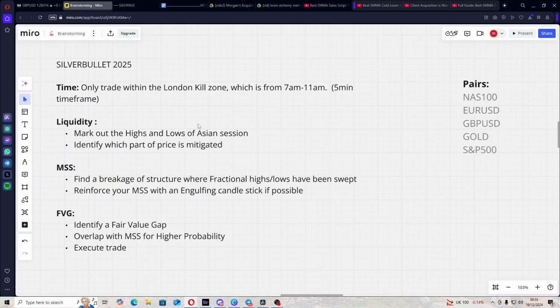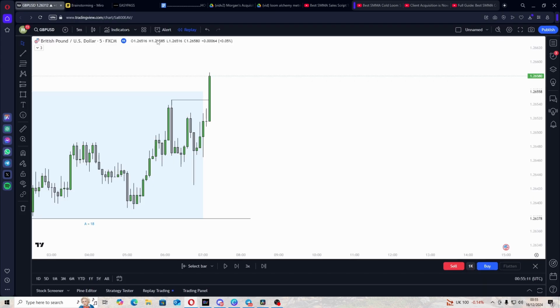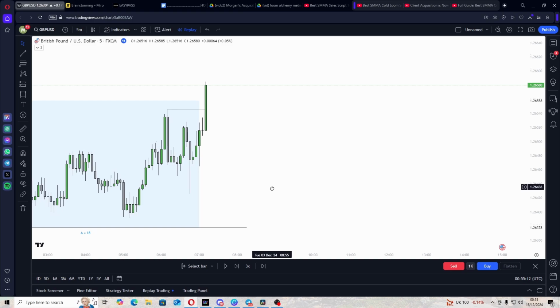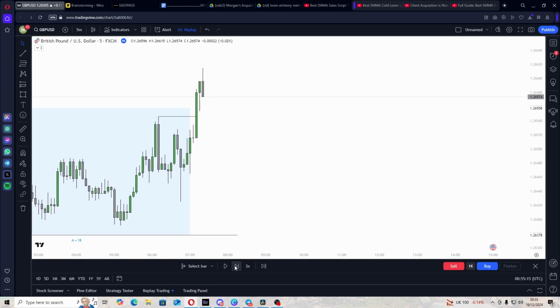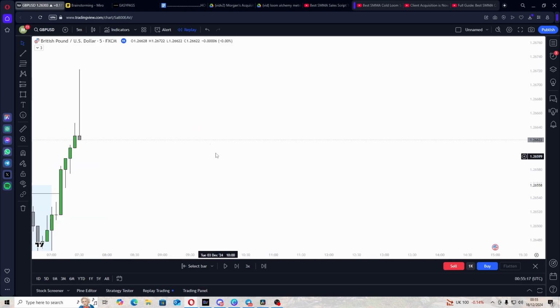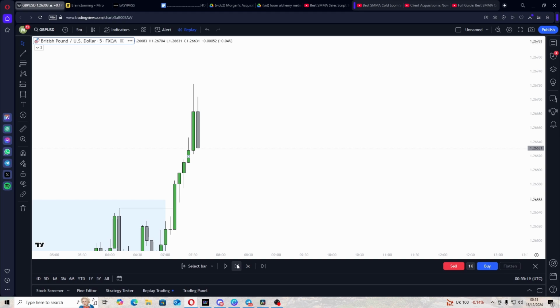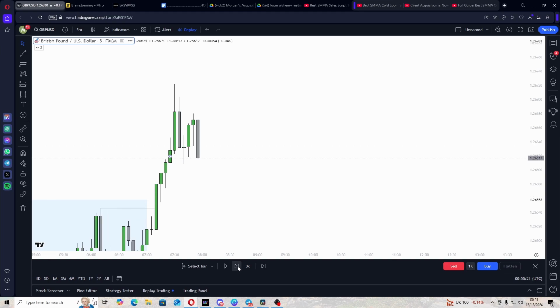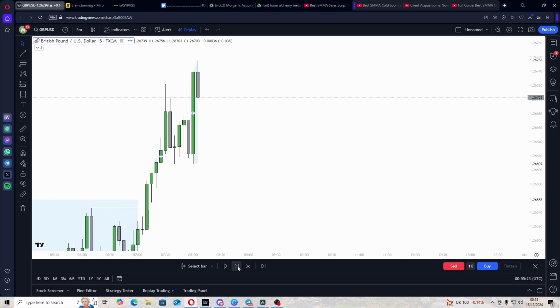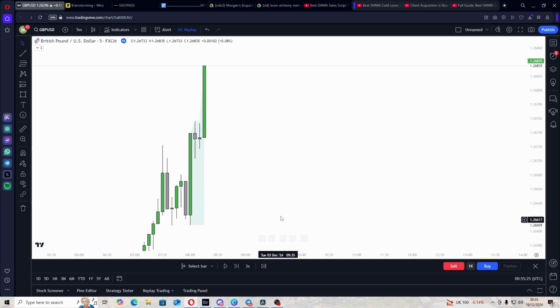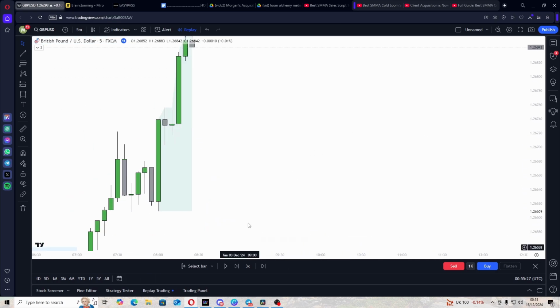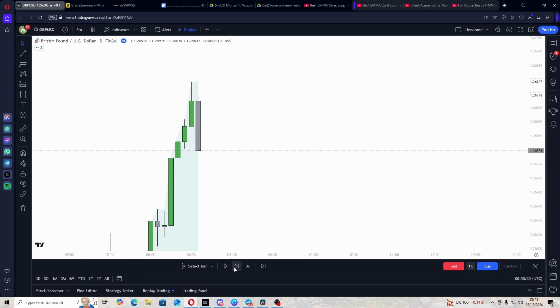Okay, so what we need to do next is find a break of structure where fractal highs and lows have been swept, and then we can reinforce that market structure shift with an engulfing candlestick if it's possible. If we actually do get an engulfing candlestick, it makes this way more probable, and it makes us way more exposed to the wins. So what we need to do now is make sure we actually smash these fractal highs, and wait for price to actually reverse.